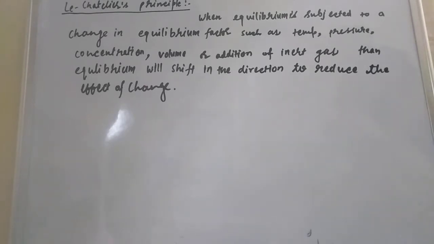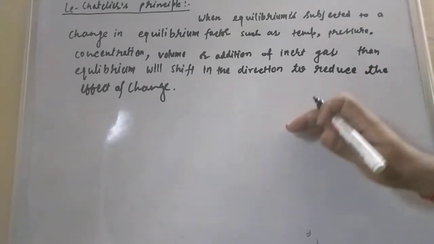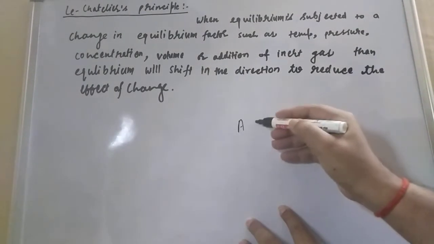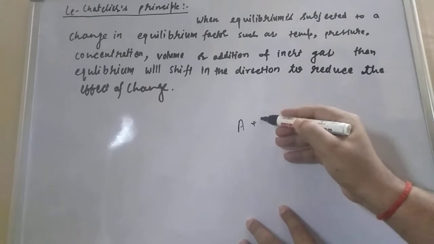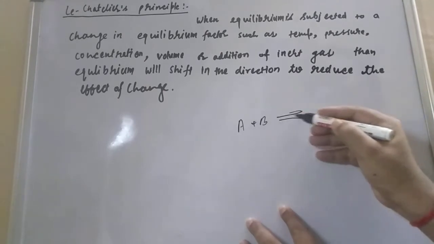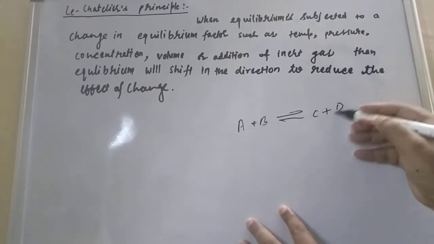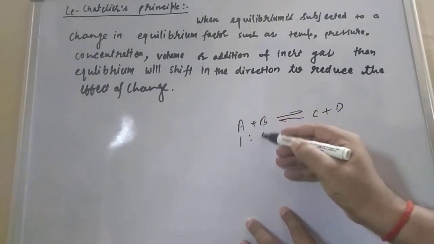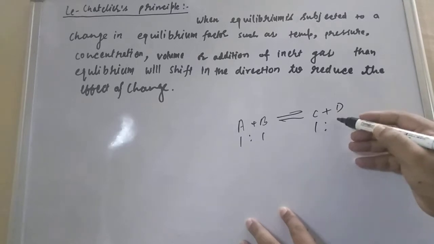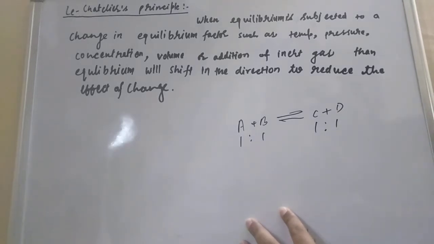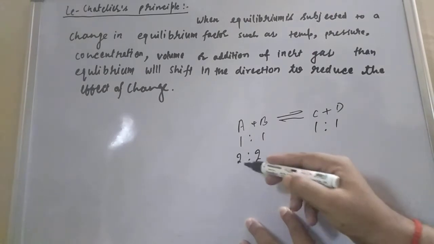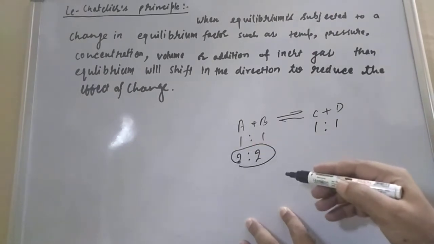First, try to understand one thing, then we will explain in detail. Suppose A plus B is converting into C plus D. Suppose it is 1:1 and also 1:1. Now suppose you increase this to 2:2, you increase the number of moles.